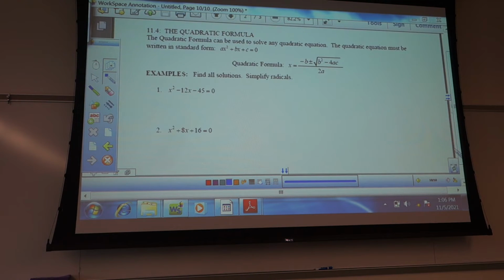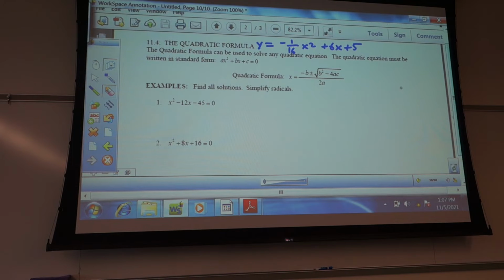I'll do one, kind of similar to your homework. So we'll say -1/16x squared plus 6x plus 5 equals 0. So your homework was this. This is one of your homework problems from tonight that you'll have to do before tomorrow.